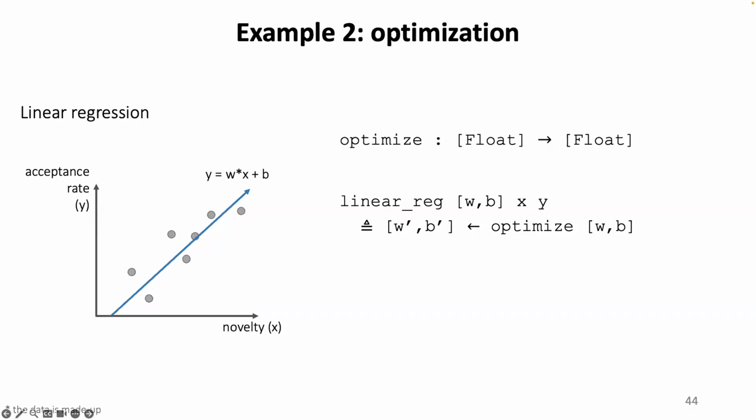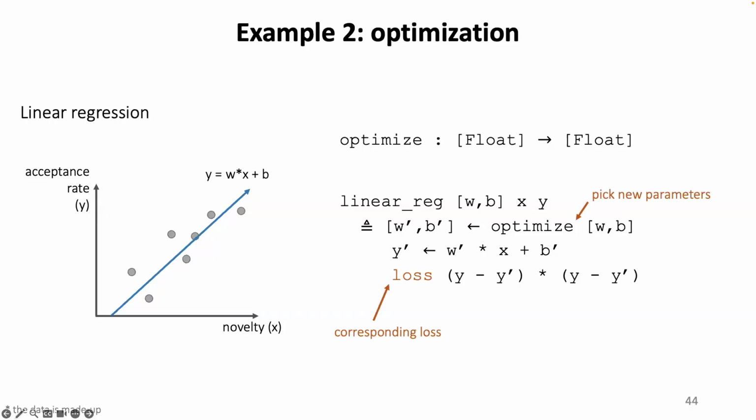And if we have the updated parameters, then we can calculate the predicted Y prime using those parameters and X, right? And now, any difference between Y and Y prime is the corresponding loss for this parameter. In this case, it is the square of the difference of Y and Y prime. And once we have passed the loss information, then we can just return the updated parameters W prime and B prime.